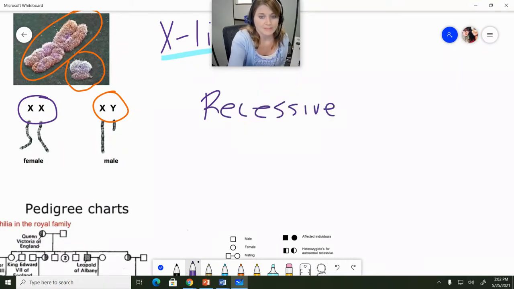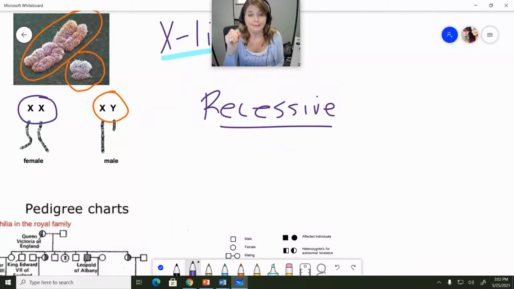Remember that recessive means that you have to have two copies of the recessive allele in order to inherit this particular condition, to have it show, to have it actually be something that you're affected with. Well, that's true for females. For males, you only need one copy, and that is because the gene for hemophilia is found on the X chromosome and not the Y.